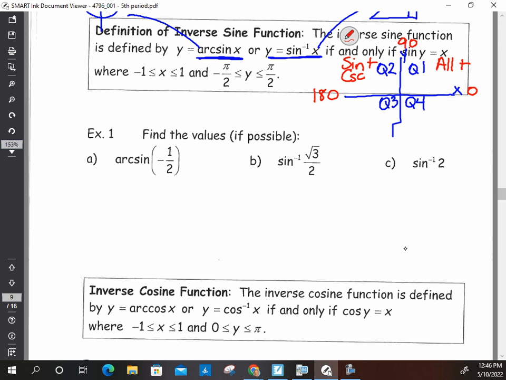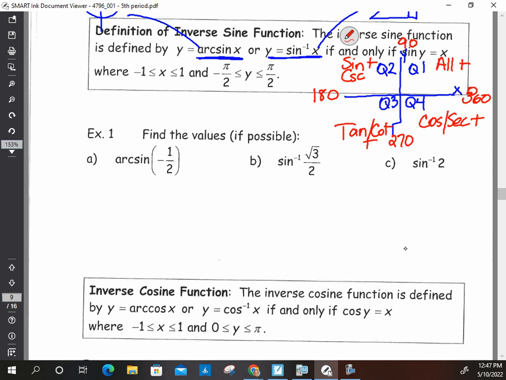Quadrant 3, which is from 180 to 270, that's where tangent is forever positive. Tangent and cotangent. And from 270 to 360, that's where cosine and secant would be positive. So notice that each trig function does get its own quadrant, except for quadrant 1, in which all of them are sharing it.